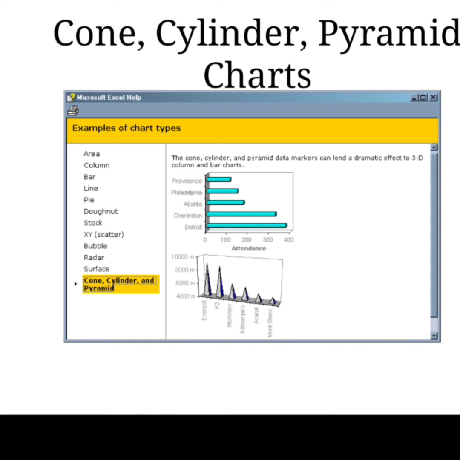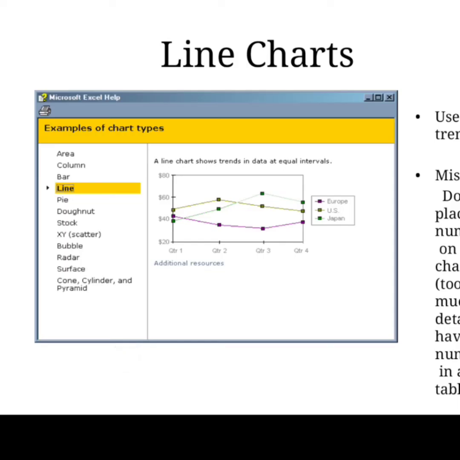Then there are cone type, cylinder or pyramid charts. This type of chart you can see in MS Excel easily. Just draw any content of the table, write the monthly expenditure, and you can convert it into different forms of charts. It may be the bar graph, the line graph, the scatter plots, or the cone type, cylinder type or pyramid chart. These cone, cylinder and pyramid data markers can lend a dramatic effect, that is the 3D column. If we have to show the 3D effect, we can use such a type of chart.